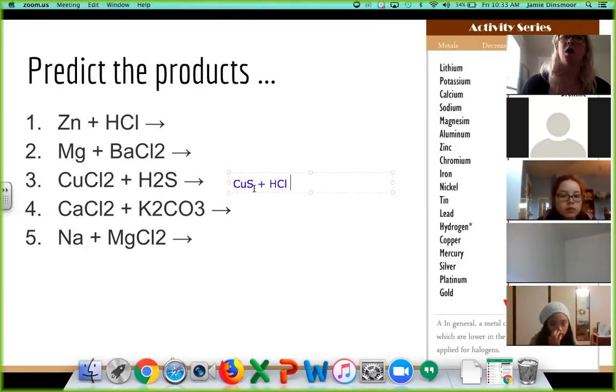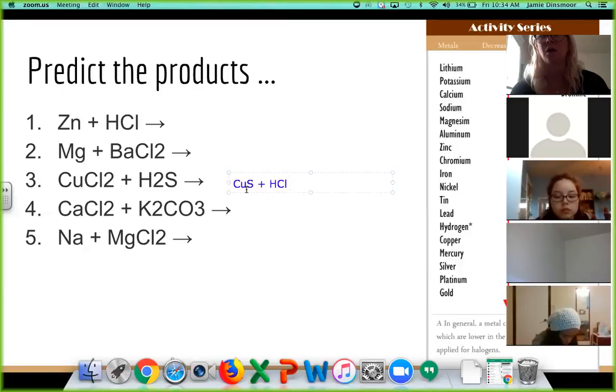So now we want to work on bonding and thinking about how these things work. So HCl, that works. Hydrogen has 1 valence electron, right? Chlorine has 7, so those two will bond together. And then what about copper and sulfur? What is our valence electron for sulfur?